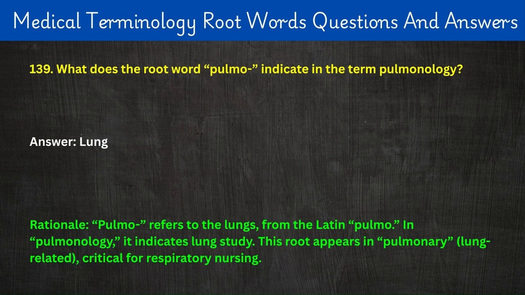139. What does the root word pulmo- indicate in the term pulmonology? Answer: lung. Rationale: Pulmo- refers to the lungs, from the Latin pulmo. In pulmonology, it indicates lung study. This root appears in pulmonary, lung-related, critical for respiratory nursing.